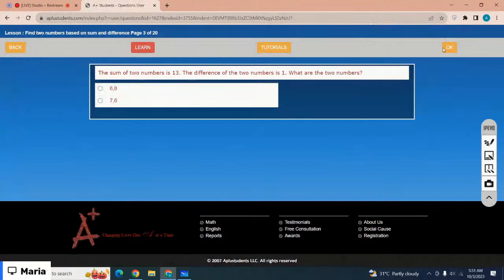The difference is 1. What are the two numbers? So, which is the correct option? Which two numbers have the sum 13 and difference 1? Which is the correct option? They are 6 and 7, right? When you add, they make 13 and their difference is 1.